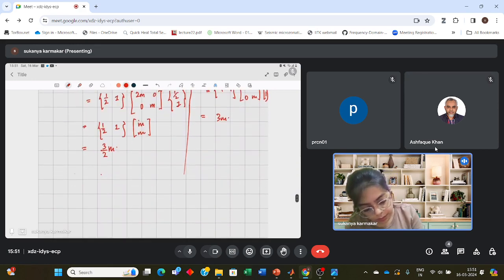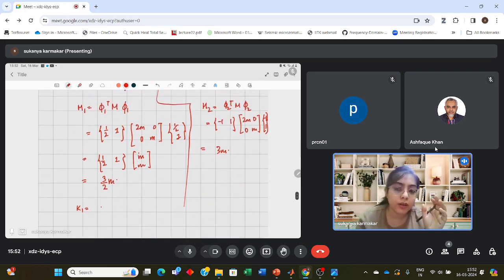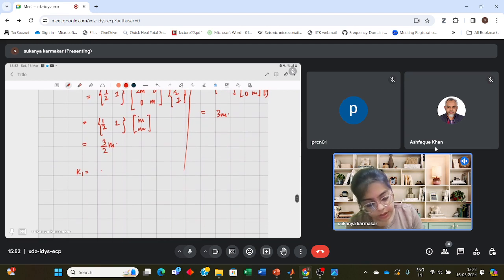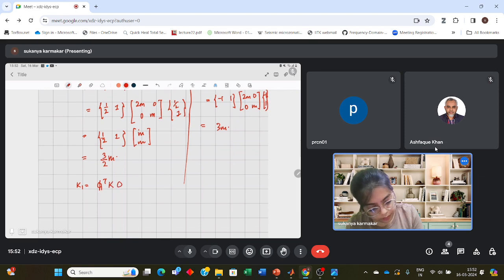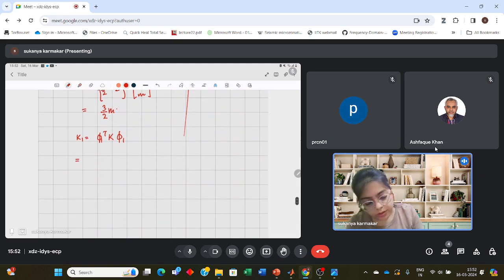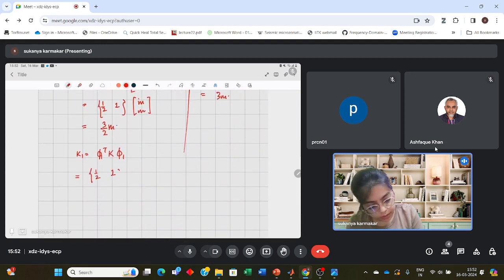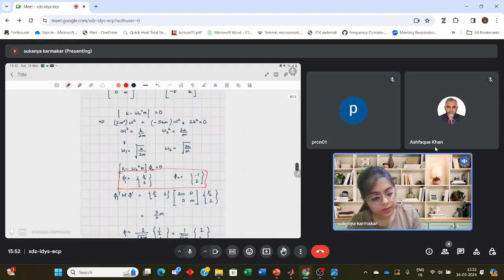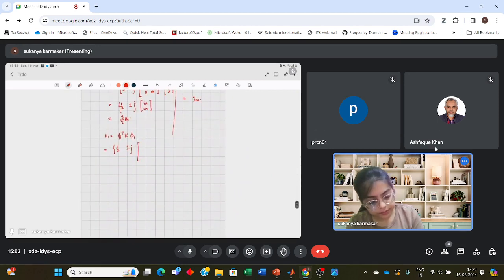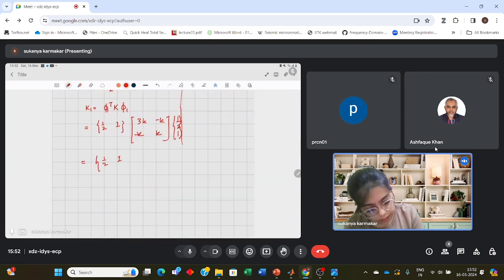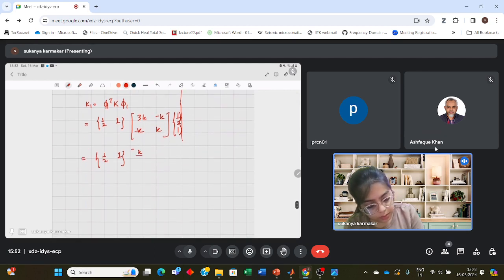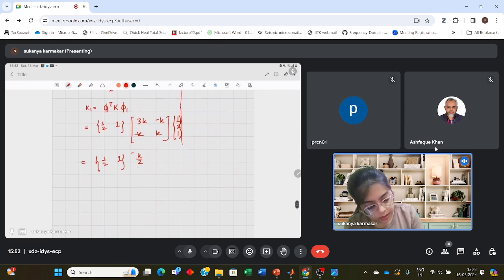And similarly, calculate k1. Why are we doing this? We had seen that when we are decoupling the equation of motion, these terms appeared. K1 is phi 1 transpose K phi 1. Again, phi 1 transpose is half and 1. And what is K? We had written the K matrix: 3K minus K, minus K K. Multiplied by half and 1, then we get 3 by 2k minus k, so k by 2. Then minus k by 2 plus k is k by 2.